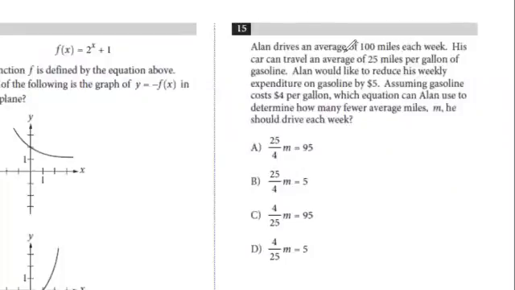Okay, the first sentence is Alan drives an average of 100 miles each week, and his car can travel an average of 20 miles per gallon of gasoline. So from these two numbers, I would know that on average he will use 4 gallons per week, right? 4 gallons of gas. And then he would like to reduce his weekly expenditure on gasoline by $5.